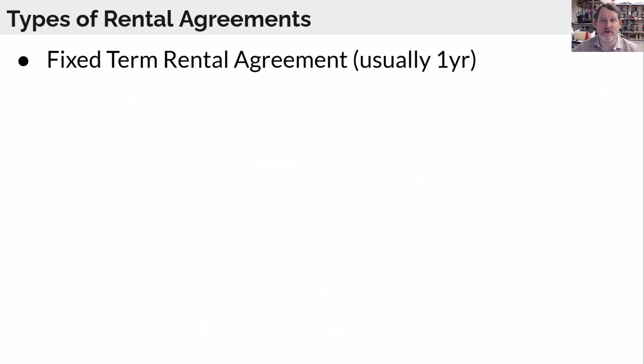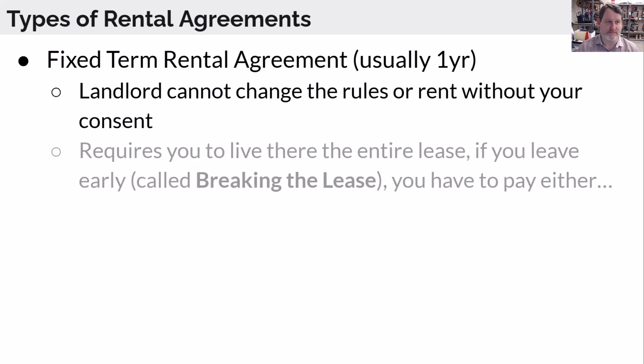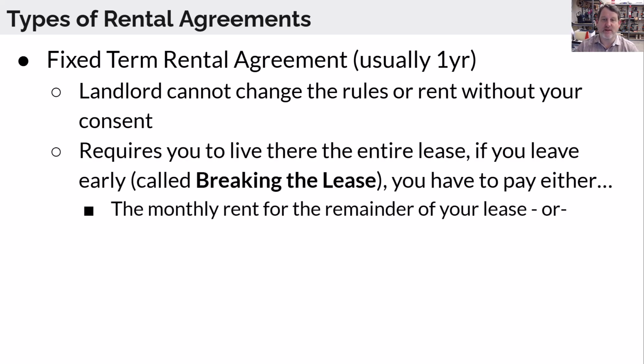All right, fixed term agreement, usually 1 year, is a standard rental agreement. Landlords like these more because now they've got consistent rent for at least a year, instead of every month it could be somebody leaving. They can't change the rules during that year without you agreeing to them. It requires you to live there the entire lease. So if you sign a 1 year lease, you're saying, I'm going to pay you rent for 1 year.